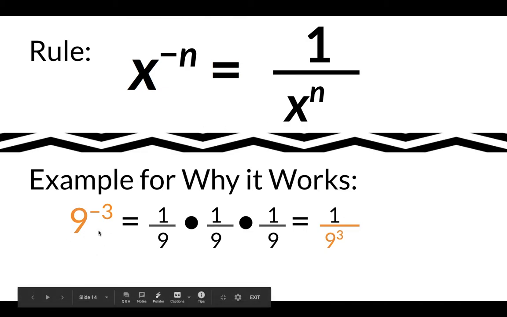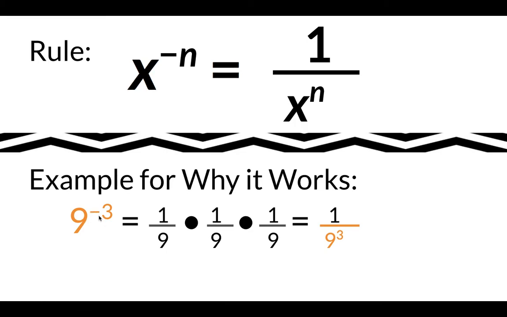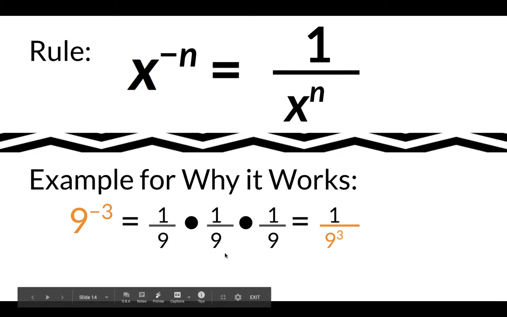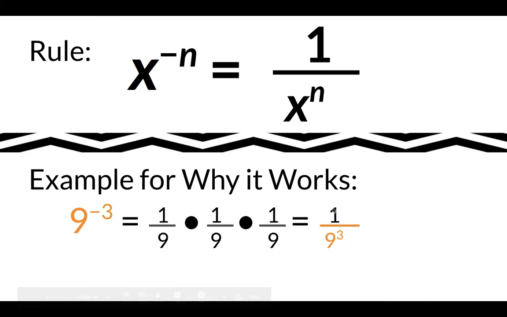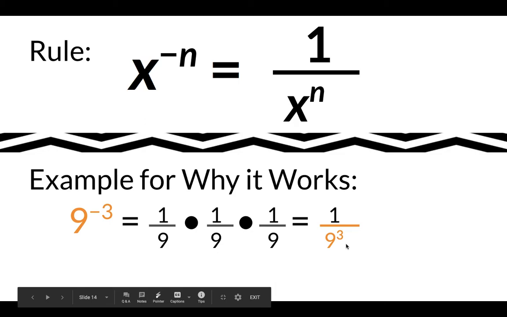So if we had 9 to the negative 3rd power, being that this was a negative exponent, it's going to tell us that we are going to be multiplying by 1/9, 3 times. 1/9 times 1/9 times 1/9. So we have 1, 2, 3, so it'd be 9 to the 3rd power. 1 over 9 to the 3rd power.